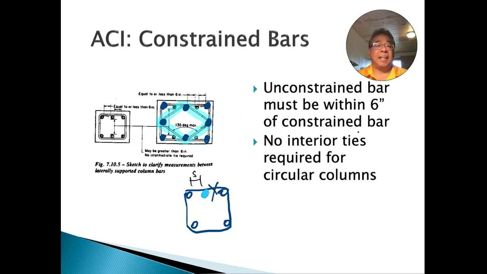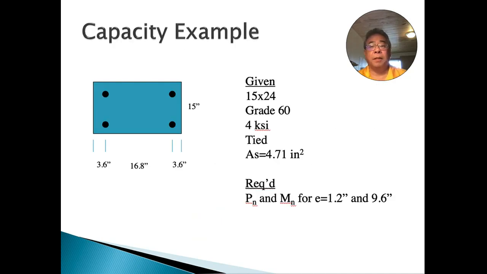Okay, let's end all this with a quick example on how to do capacity, not how to do design. We'll have a separate video on how to do the design. And so this is just how to check the capacity of a column. Okay, let's say we have a 15 by 24 tied column. It's got 4 bars in it, and the total area of steel is 4.71 square inches.